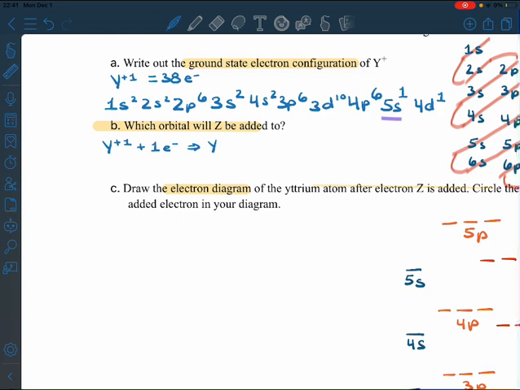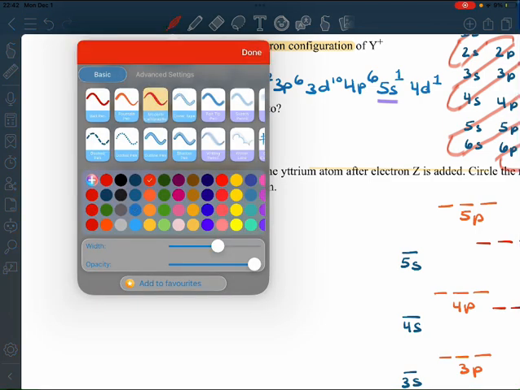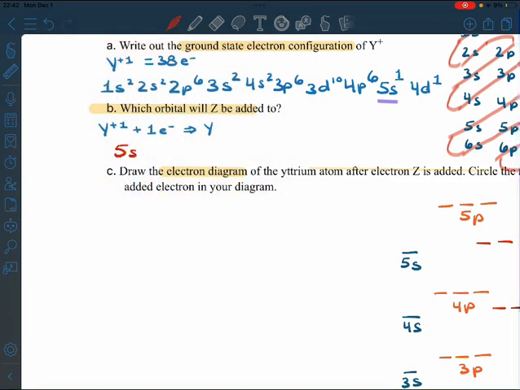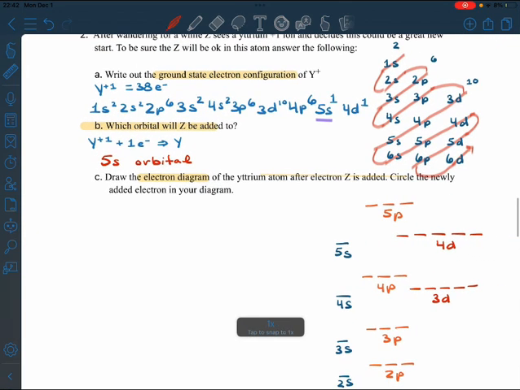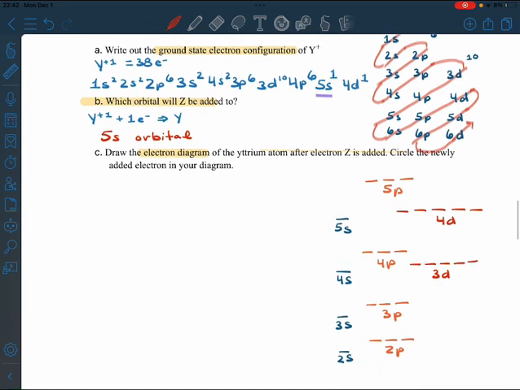And so if I'm going to add an electron back into this electron configuration, it's going to get added into this 5s orbital. So which orbital will the Z electron be added to? It will be added to the 5s orbital, because this is a yttrium plus 1, and now we're making it yttrium neutral, so we add an electron, and that electron will go to the 5s orbital.